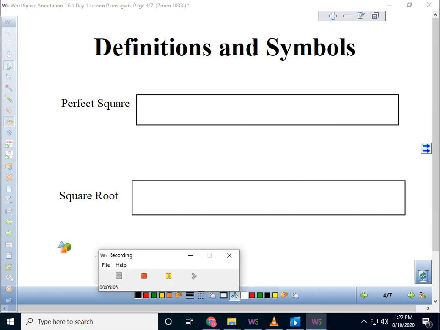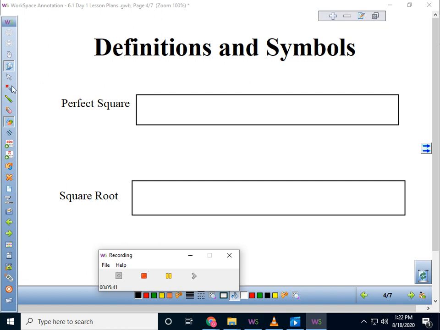So now what I want you to do in your notes is write down definitions and symbols, and underneath that write the word perfect square, and leave some space off to the side to write some things and some examples. And underneath that write square root and leave some space off to the side because we're going to add some things to that. So go ahead and do that right now. Write definitions and symbols, perfect square with some space to write off to the side, and square root.